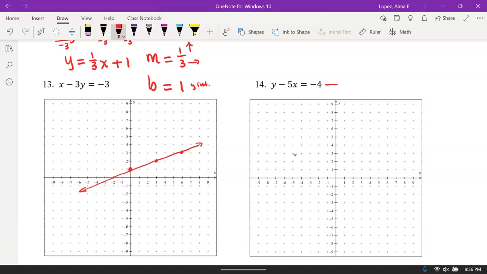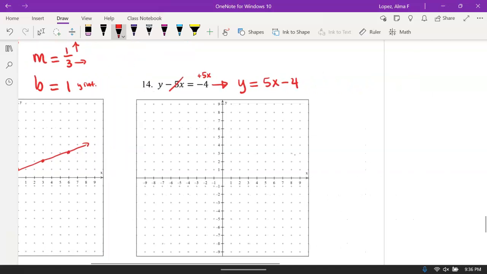All right, I'm going to get the y all by itself. That's going to be pretty easy on this one. I'm going to move the 5x over to the other side. So I'm going to end up with y equals 5x minus 4. That means my slope is 5, but it is always to our advantage to write it as a fraction. And our y-intercept is negative 4. So this is our starting point at negative 4 on the y-axis. And according to our GPS, according to our slope, we're going to be moving up 5 and to the right 1.